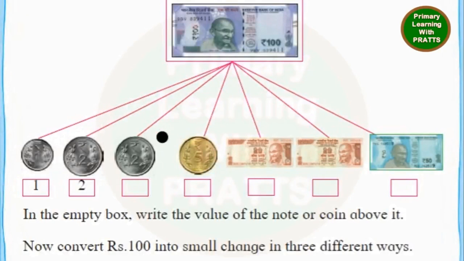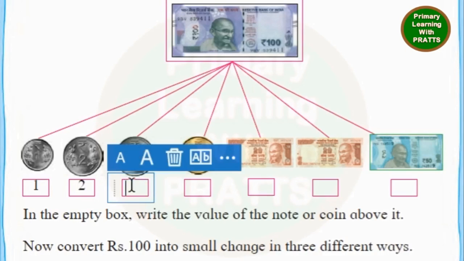So now Nandu Kaka is giving her change for rupees 100. It is a very big note. She doesn't want such a big note with her because she needs change. So now Nandu Kaka has given her, we can see rupee 1 coin, rupee 2 coin. We have one more rupee 2 coin. So let's write over here rupees 2. We will write in this box rupees 2.